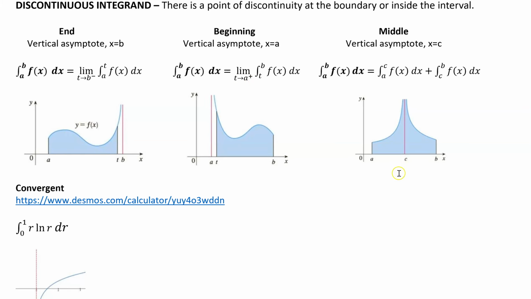Now, what if it's in the middle? Well, then you just split it right at that point of discontinuity. So we're going to say a to c and c to b. Now this one is on the end, so we would use this formula. And this one is on the beginning, so we would use this formula where you replace it. So that c here will have a limit as t approaches c plus, and this c would have a limit as t approaches c minus, because we're coming in from the left and the right.